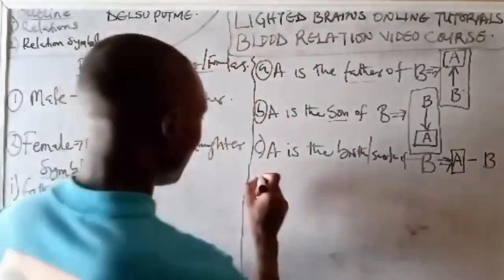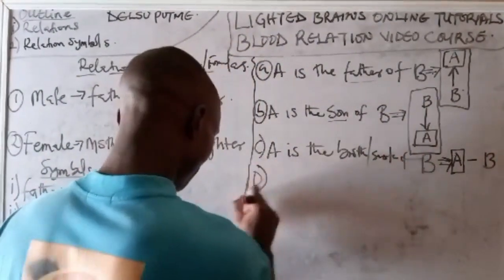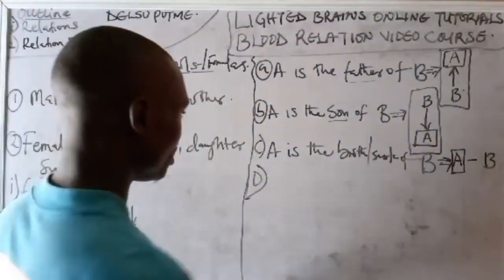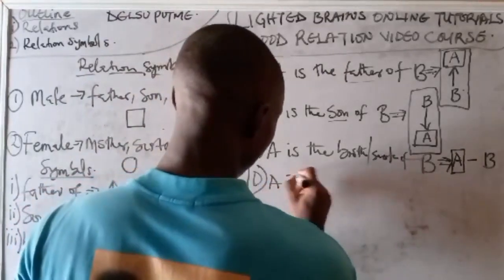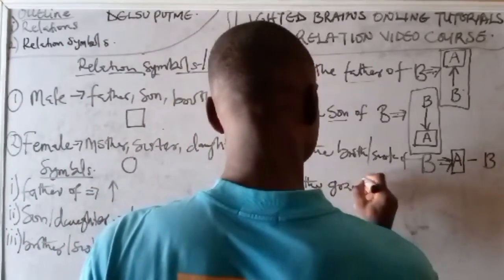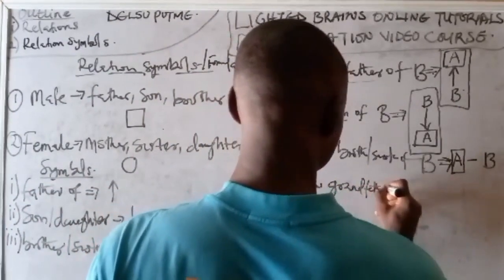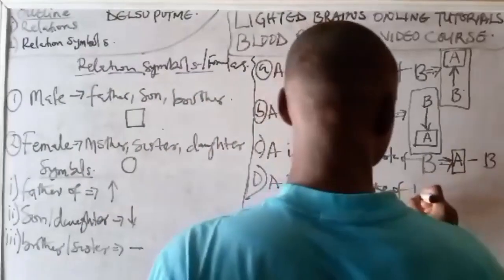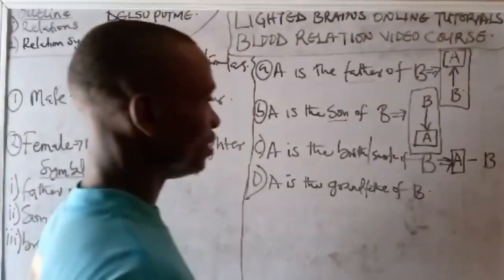Do you get? Now we have this D. A is the grandfather of B. Now, what do they mean?